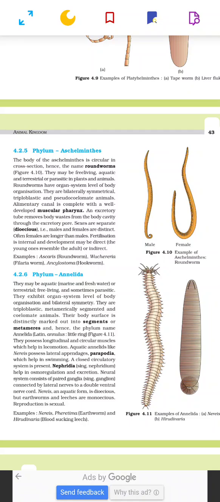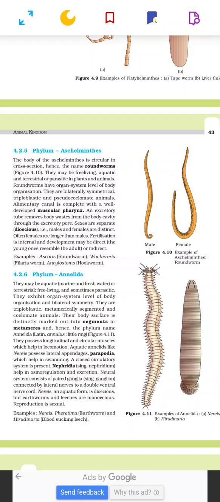These are the little rings, and the name derived from the Latin language. They possess longitudinal and circular muscles which help in locomotion. Aquatic annelids like Nereis possess lateral appendages, parapodia, which help in swimming. A closed circulatory system is present. Nephridia, single nephridium, help in osmoregulation and excretion.